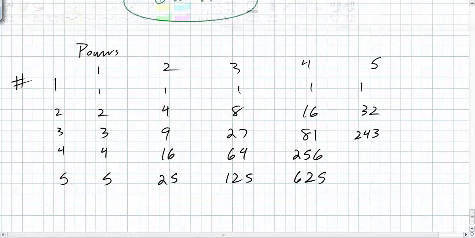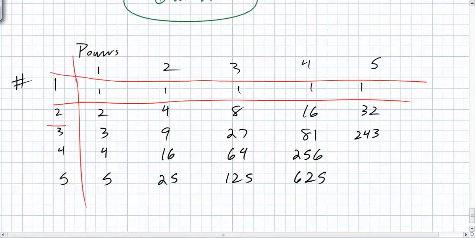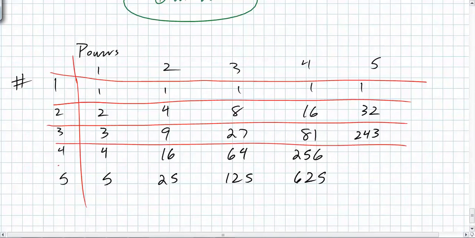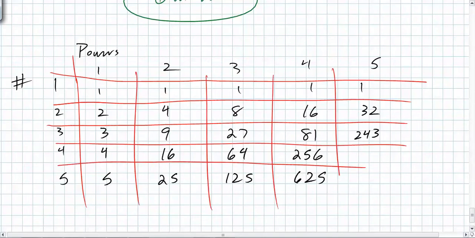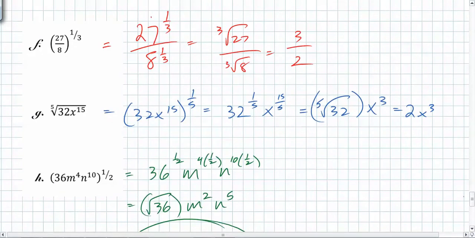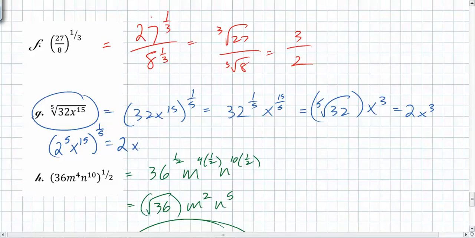You see these powers that I've laid out for you? It's big, right? Do you see these numbers? You're going to have to start recognizing these numbers because it'll really help you do your math. Like, when you see 81, what is 81? 3 to the 4th. If you write it as 3 to the 4th, it makes things a little easier from the beginning. So, for example, let's go back to this one right here. You see 32, and what do you change 32 to? 2 to the 5th. 2 to the 5th to the 1/5 is just 2. X to the 15th to the 1/5 is just x cubed.